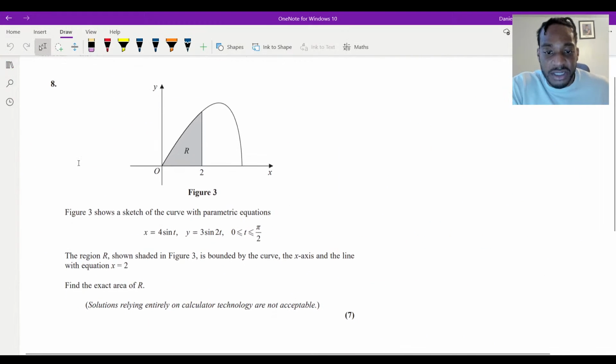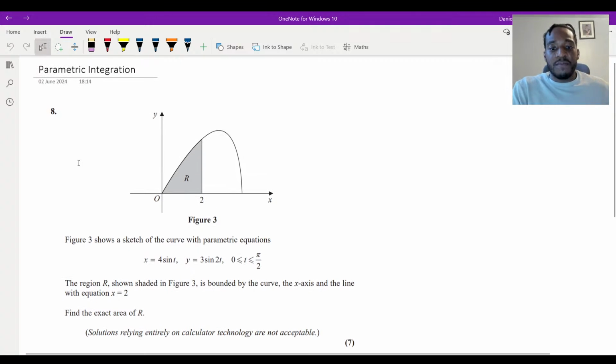Parametric integration, guys. What do we think of this one? Put a 0 if you think, listen, I'm cooked if this comes up, or put a 10 if, listen, if this comes up, easy, this is light work. What do we think?